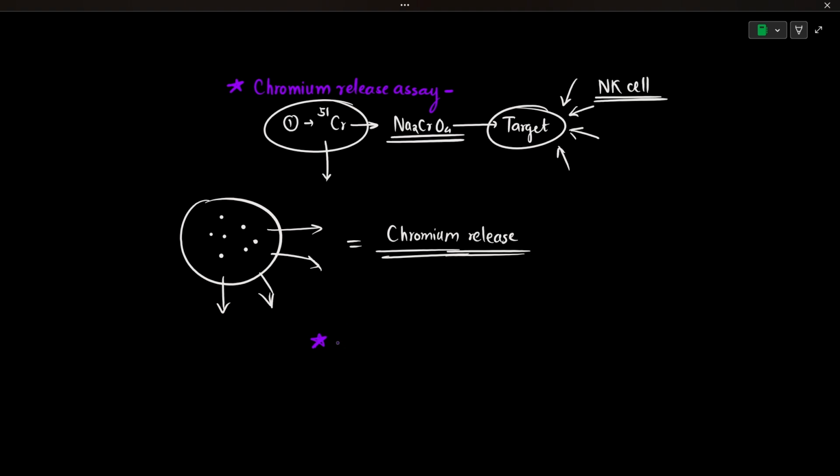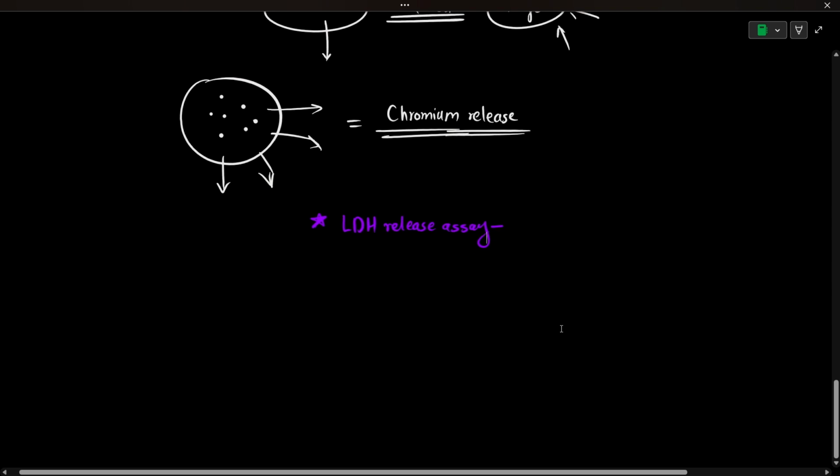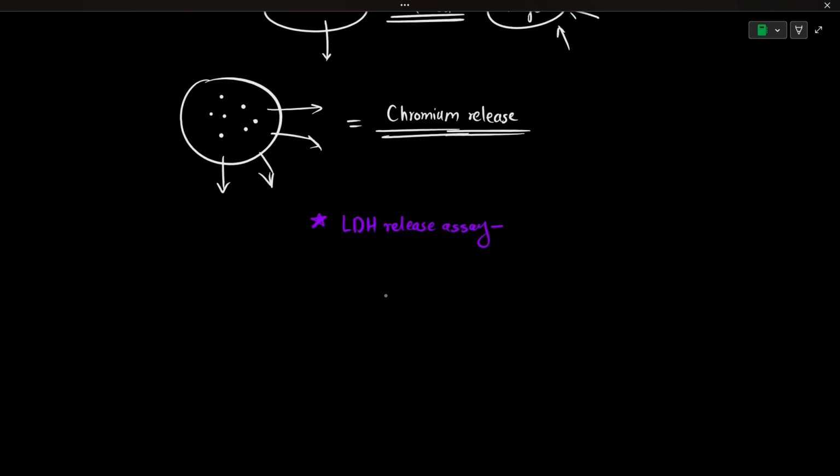So nowadays we use the lactate dehydrogenase release assay. There is an enzyme present inside the cells, referred to as lactate dehydrogenase, that converts lactic acid into pyruvic acid. This lactate dehydrogenase release assay also does the same job for us. In this particular assay, when lactate dehydrogenase works and forms its products, those products are linked with certain other reactions that result in a chromogenic product.